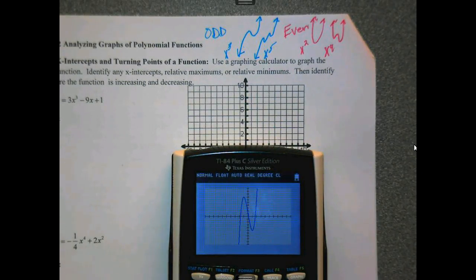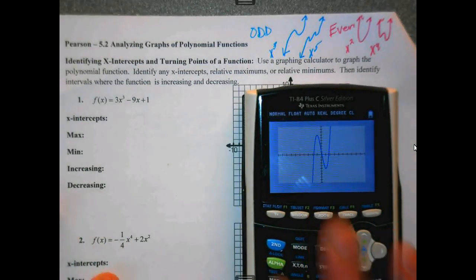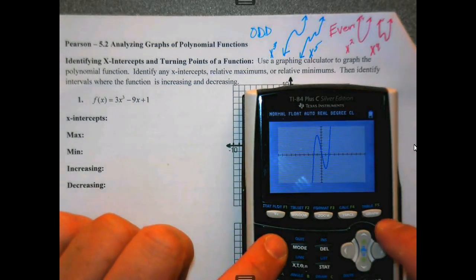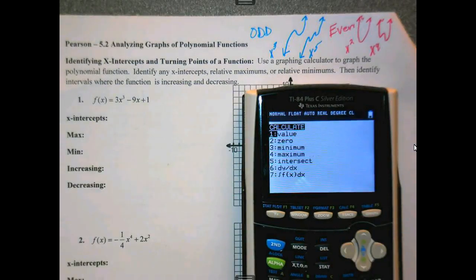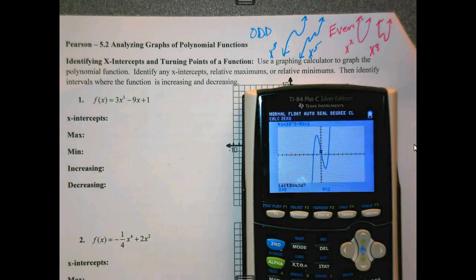So the first thing we're going to do is find the x-intercepts, or the zeros of the polynomial. Sometimes they're called roots, sometimes solutions, zeros, all kinds of names for these x-intercepts. And the way we do that, I hope you remember, is we're going to use second trace to find the zeros. I'm going to go down to zeros, highlight the zero, hit enter. Hopefully this will come back to you.